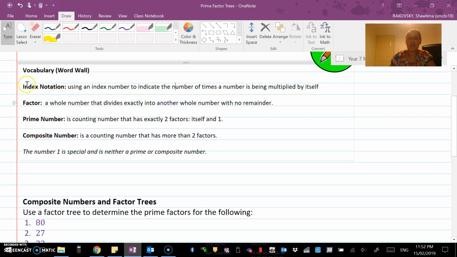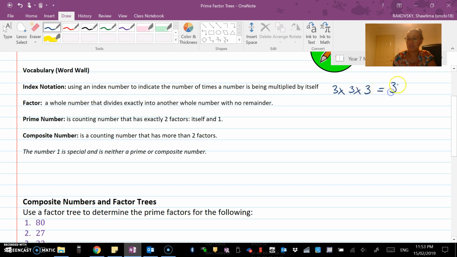Vocab. You have index notation, so remember it's that whole process of, instead of writing say 3 times 3 times 3, we can just say 3 to the power of 3 because it's been multiplied by itself 3 times. Factor, a number that can be divided by another without any remainders. And prime numbers, the numbers that can only be divided by one and themselves. And a composite number is any other number that has more than 2 factors.